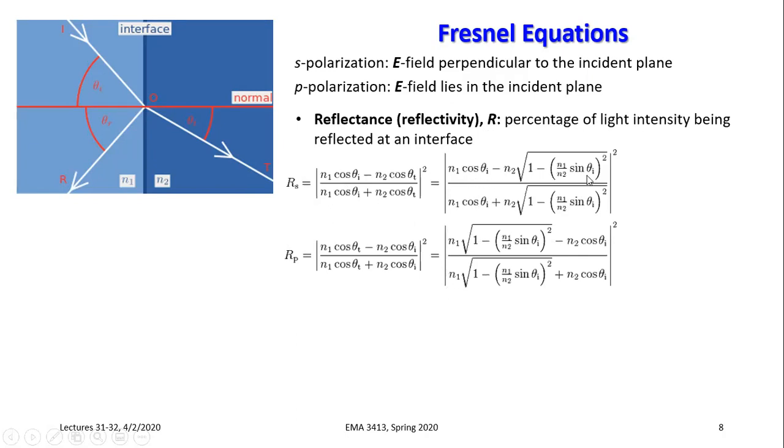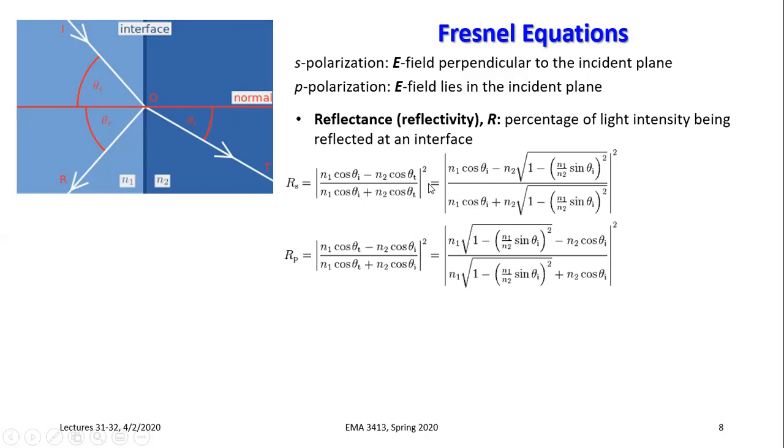And you see that the parameters involve N1 and N2, the indices of refraction on both sides, and also the incident angle, theta I. Once we know N1, N2, and theta I, you can determine the angle on the other side, the refracted angle. You can determine theta T as well. There's theta T here.